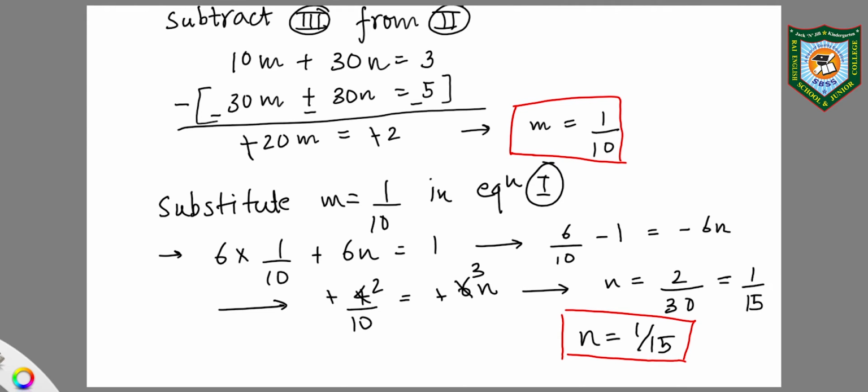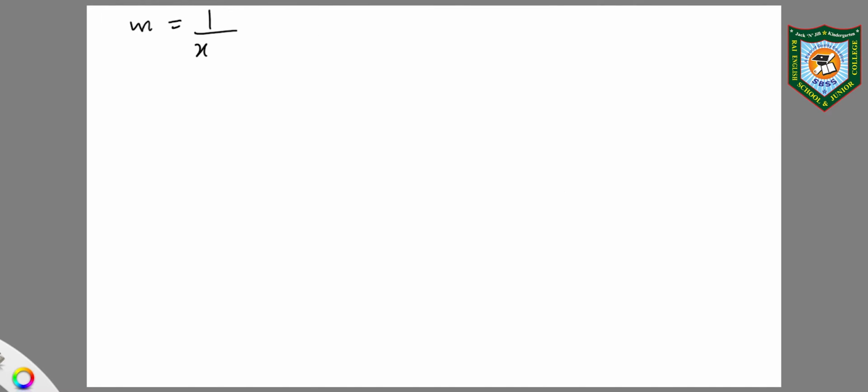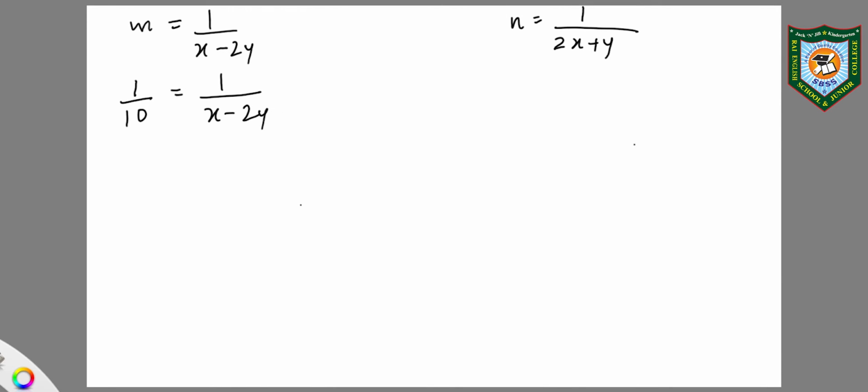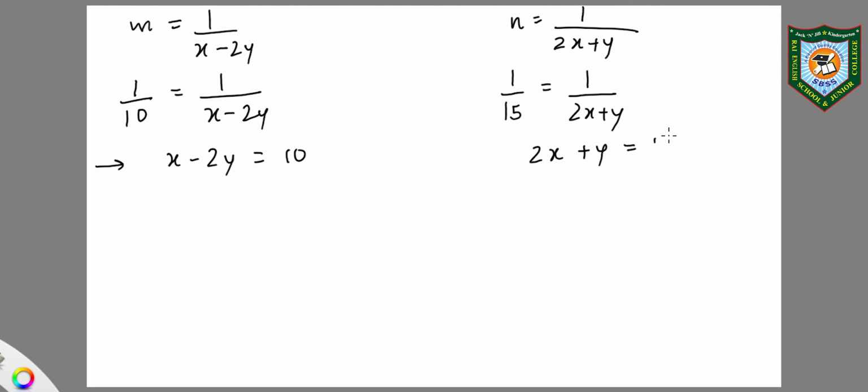Now, my m was equal to 1 upon x minus 2y, and n was equal to 1 upon 2x plus y. But my m value is 1 by 10, so 1 by 10 is equal to 1 upon x minus 2y, and my n value is 1 by 15, so 1 by 15 is equal to 1 upon 2x plus y. Taking the values to the opposite side by cross multiplication, I'll get x minus 2y is equal to 10, and I get 2x plus y is equal to 15. This is my equation number 4. This is my equation number 5.